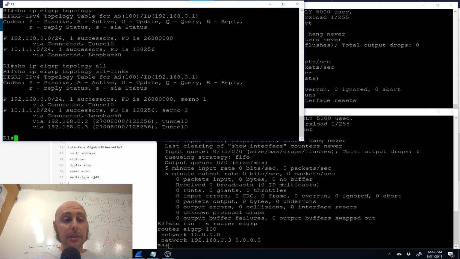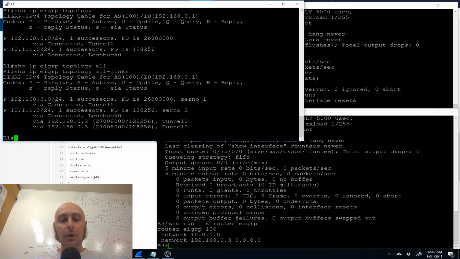So they are actually advertising it to us, the hub, R1 being the hub. Routers 2 and 3 are the spokes, and they are actually advertising this network up to the hub, but the hub's not installing it because the best path to reach that network is its own directly connected interface. And in the routing table, it's only going to install the best route.